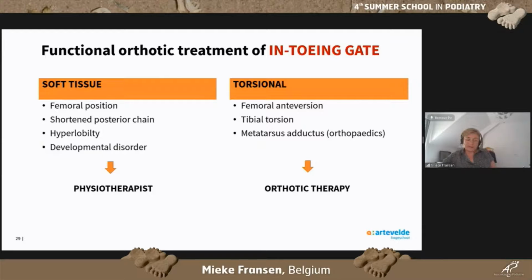For the treatment of the in-toeing gait, it depends a little bit on the cause of the problem. If the cause is purely soft tissue related, we normally start with physical therapy. If the cause is a bony, torsional one, then we start off with orthotic therapy from the beginning. And there are times when we do start orthotic therapy for soft tissue problems as well, as physical therapy is not sufficient.